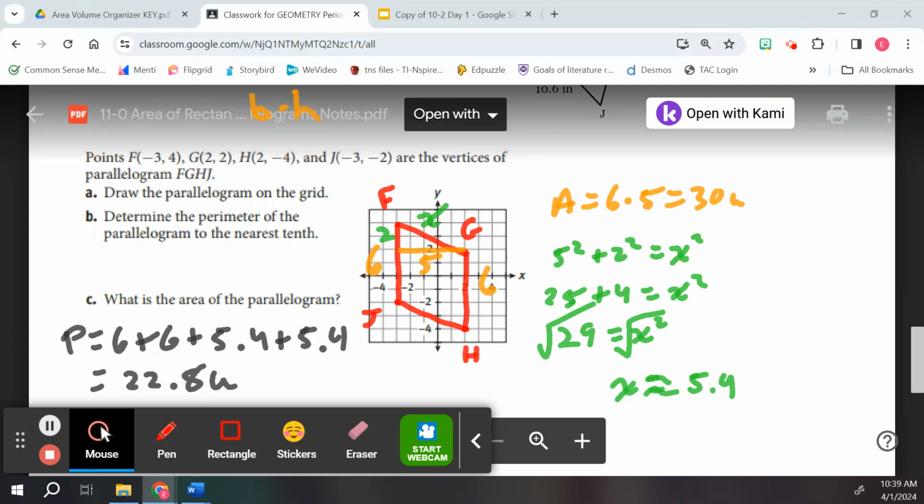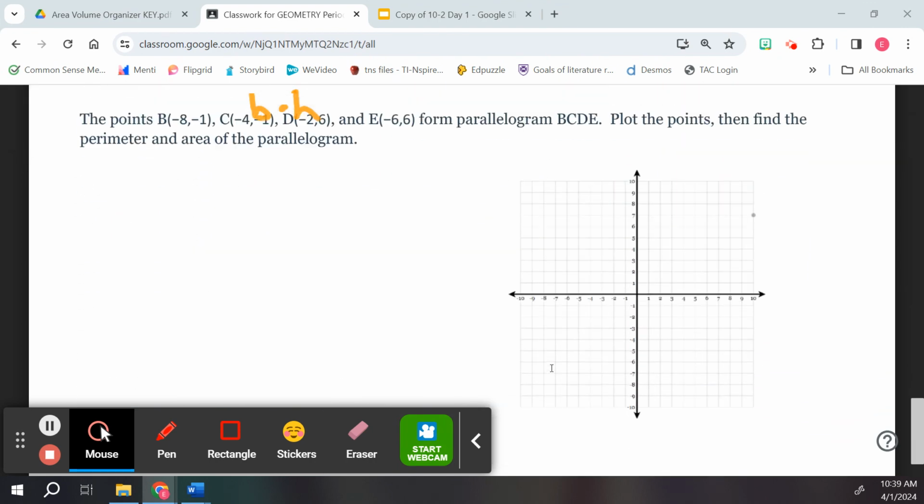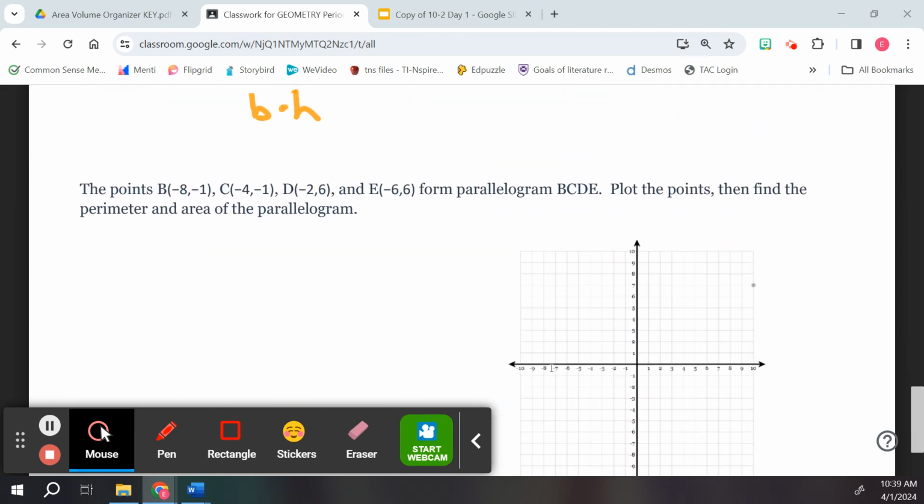Questions on that? All right, try the next one on your own now that you have it plotted, and I'll show you guys the solution, but give it a shot first, okay? Same process as up above.